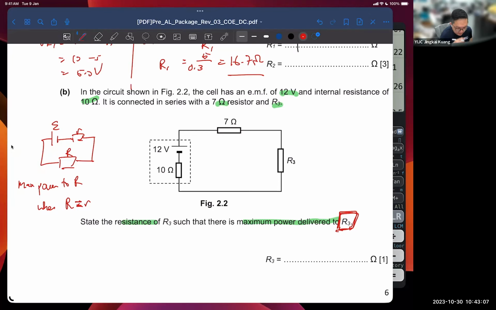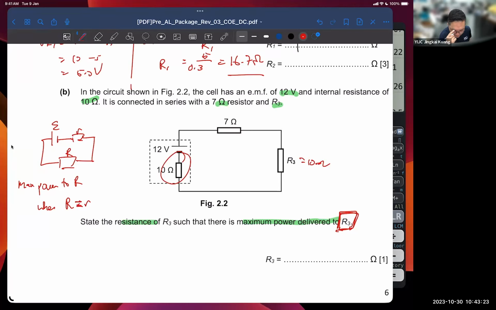Very important now. So here, my problem was that I looked at this 10 ohm guy. Then my first thought was this one must be 10. But the answer is not. The answer is 17. Then I thought very long.